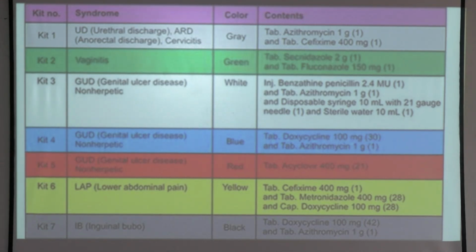These are the kits. We are concerned with kit 2 and kit 6. Kit 6, as I said, is for PID, lower abdominal pain: cefixime, metronidazole, and doxycycline. Kit 2 for vaginitis is green: one single tablet of secnidazole 2 grams and one single tablet of fluconazole 150 milligrams. This is it, and partner treatment is also recommended.